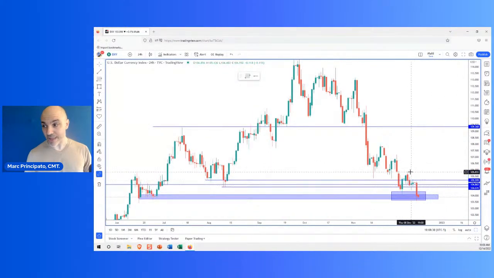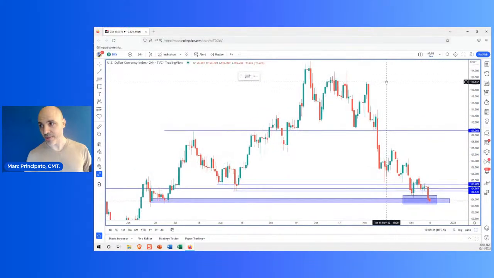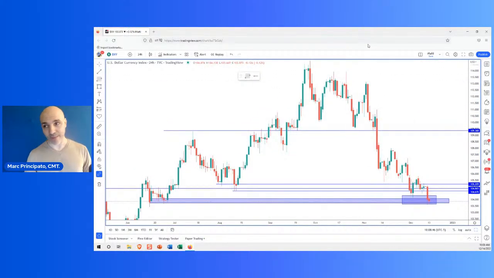Even if we were going to be bearish on the dollar, this would be a really bad price to be bearish on the dollar. I mean, you're shorting the potential bottom of this entire structure. Really bad price to be short the dollar, okay? So we'll see how that plays out.